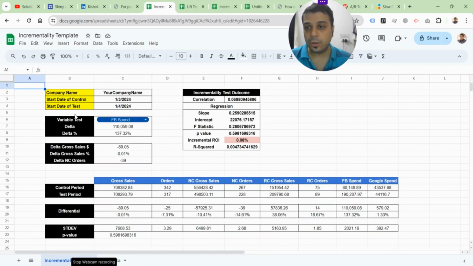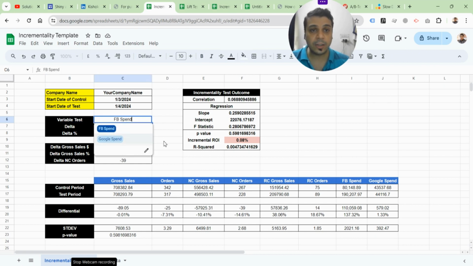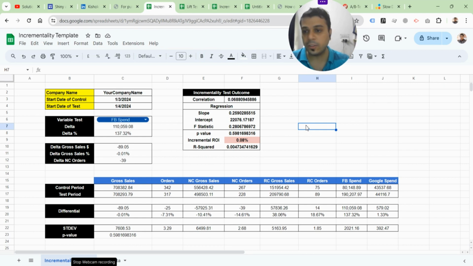So what has happened here, if I just jump into this particular part, is that we are doing a variable testing on Facebook ad spend. So our variable here is Facebook ad spend, and it could have been other channels' ad spend as well. We are just considering two channels here, and we are looking at what is the impact of the delta, or the change, in Facebook ad spend from the control period to the test period.